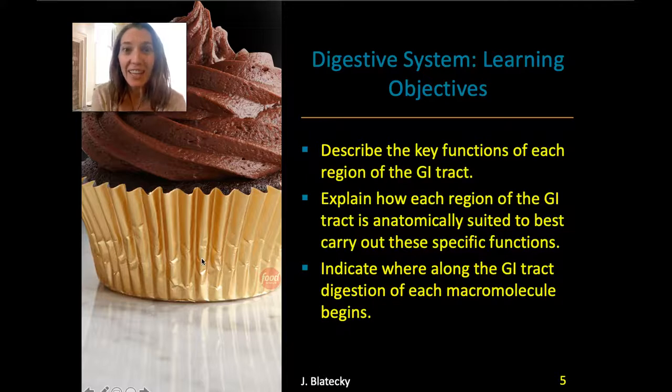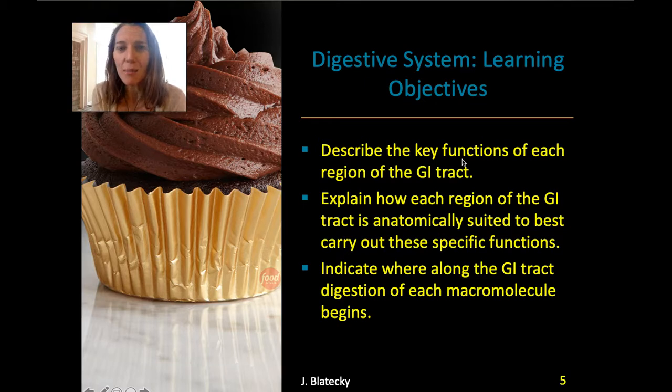To get started on the digestive system, I wanted to highlight some of the key learning objectives that we'll see throughout this chapter. So, first of all, we need to be able to figure out what the key function is of each region of the GI tract. What's going on in the oral cavity? What's going on in the esophagus and the stomach and the small intestine and large intestine? So, what is it doing?